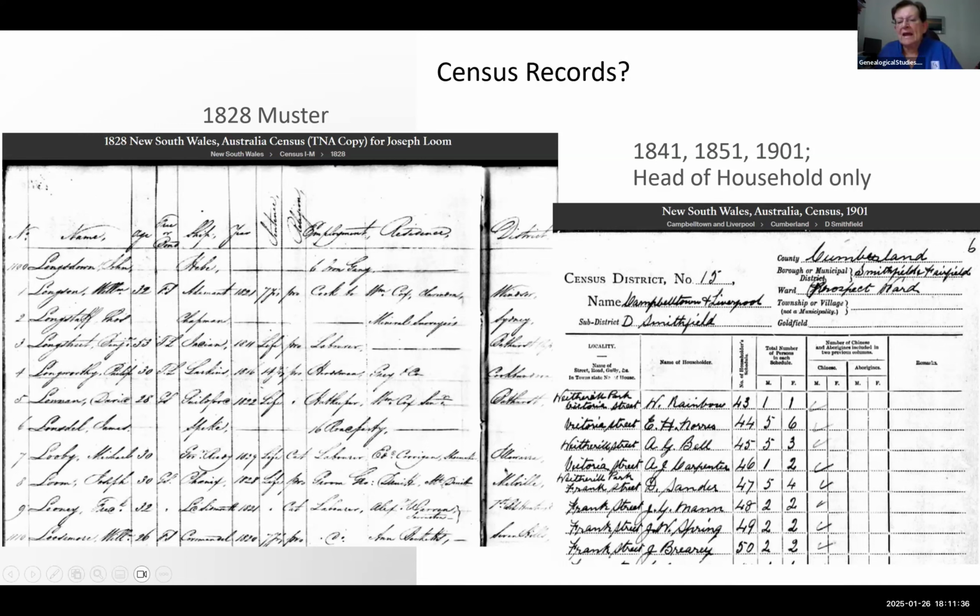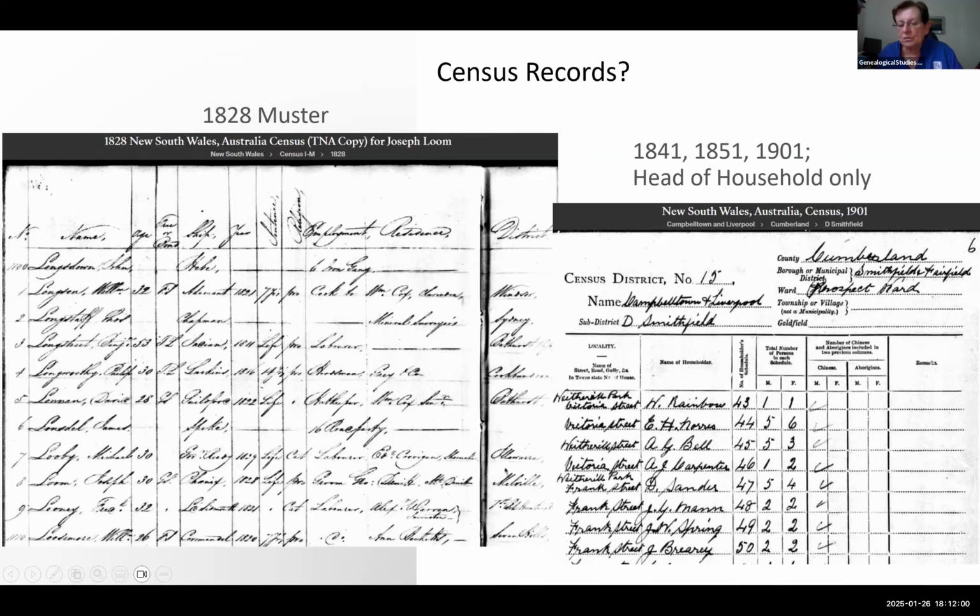Other censuses we have only give the head of household. They're not much use. Here I've got Mr. Breary down the bottom, and he lives at number 50 Frank Street. There are 2 males and 2 females in his household. And that's all we've got here.